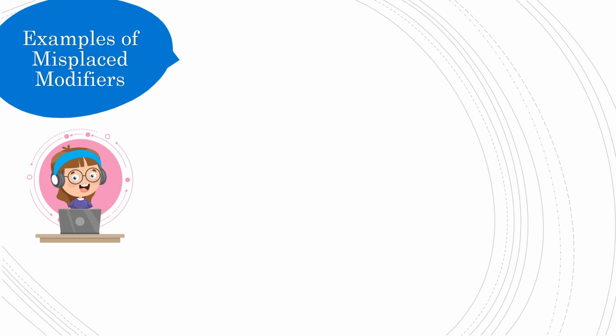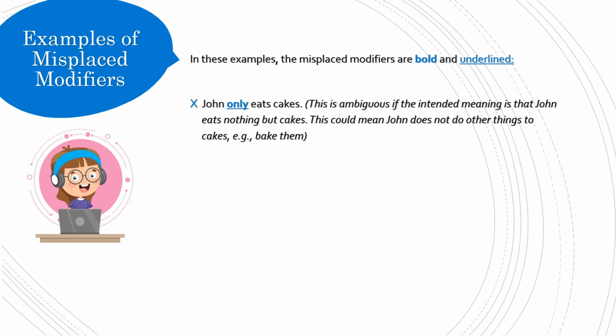Examples of misplaced modifiers. In these examples, the misplaced modifiers are bold and underlined. John only eats cakes. This is ambiguous if the intended meaning is that John eats nothing but cakes. This could mean John does not do other things to cakes, for example, bake them.